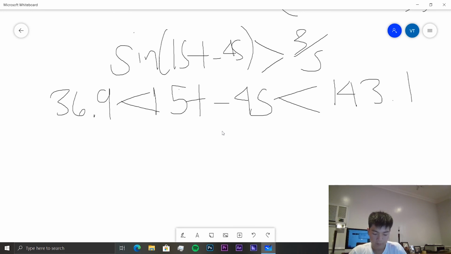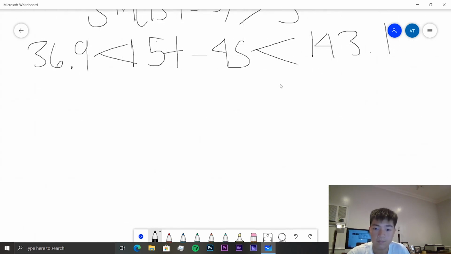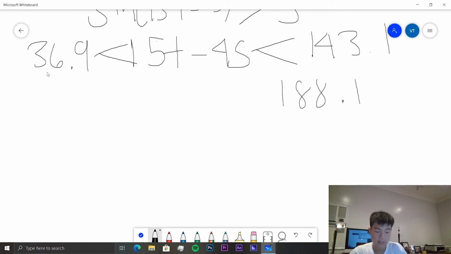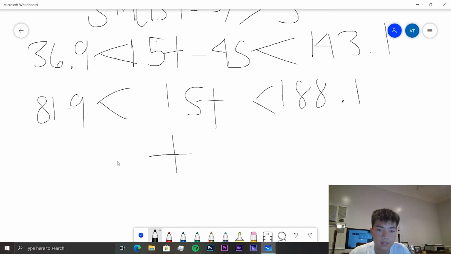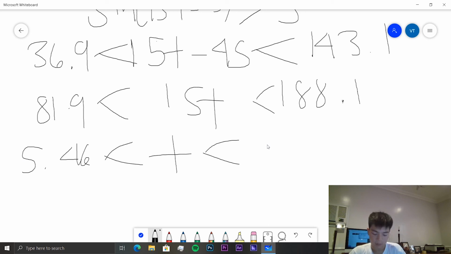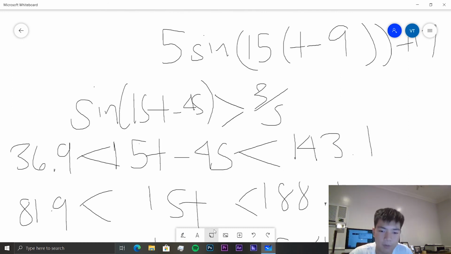So plus 45, so 188.1, and this is 36.9 plus 45. So 81.9 is less than or equal to 15t. So t is between 81.9 over 15, so between 5.46, I guess AM, and 188.1 divided by 15 is 12.54. Oh wait, 15 times 9 isn't 45. 15 times 9 is 135.